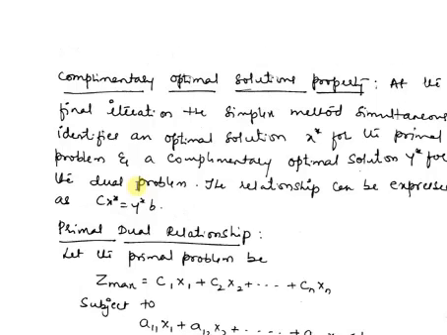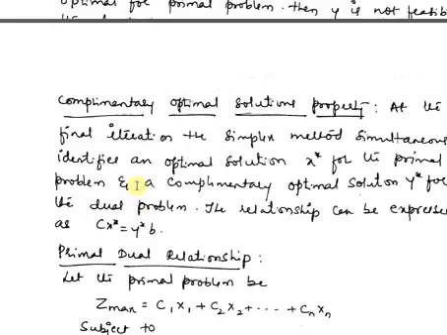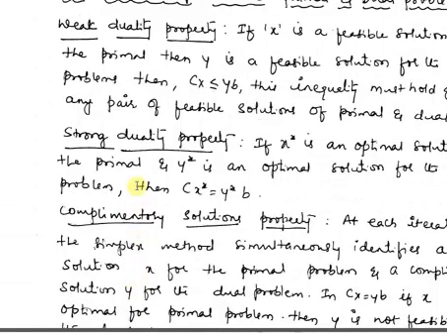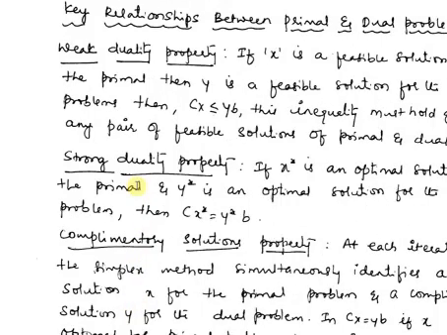So in other words, if you broadly summarize the relationship between primal and dual problem, basically in a given LPP problem, the primal problem is a maximization problem and the dual problem is a minimization problem.